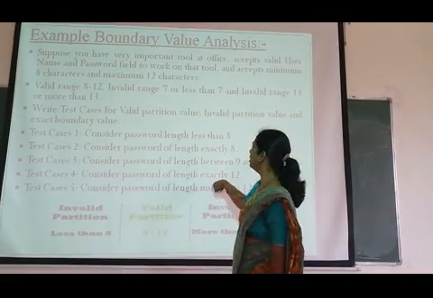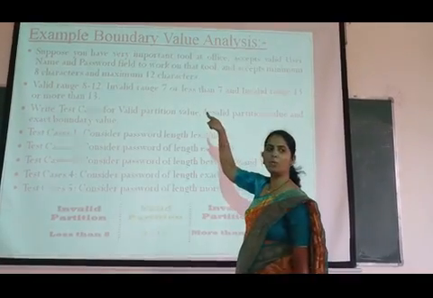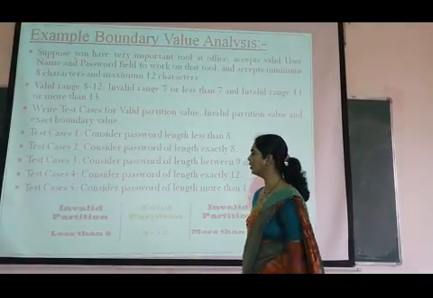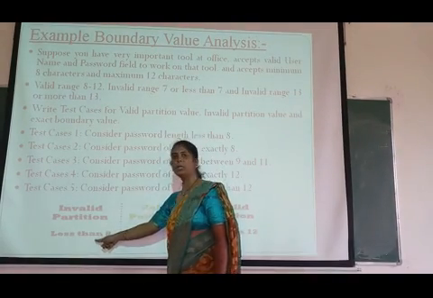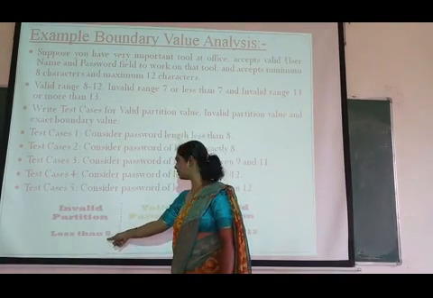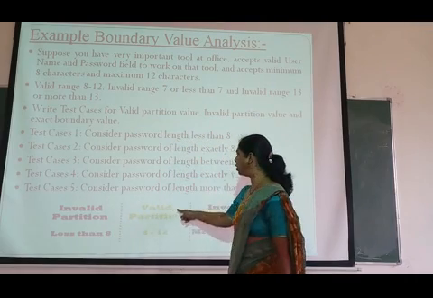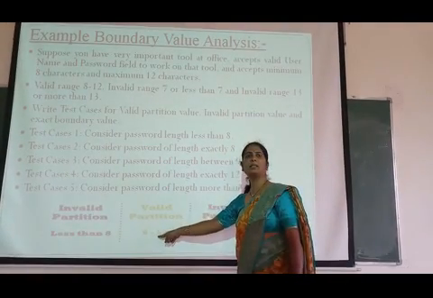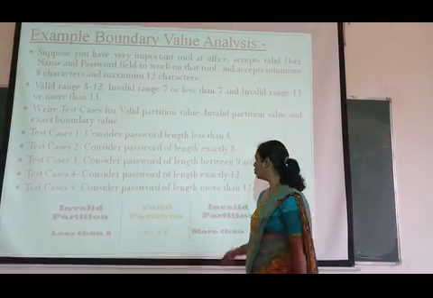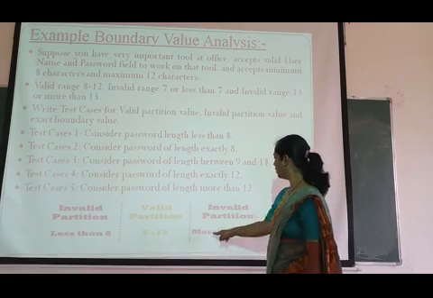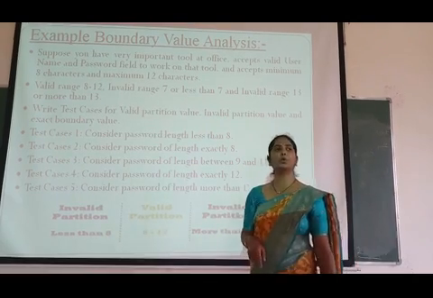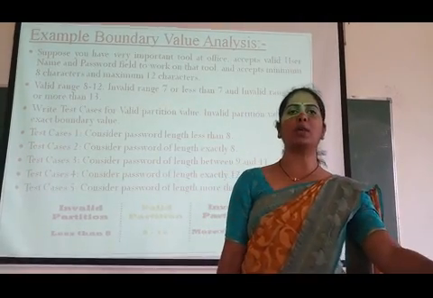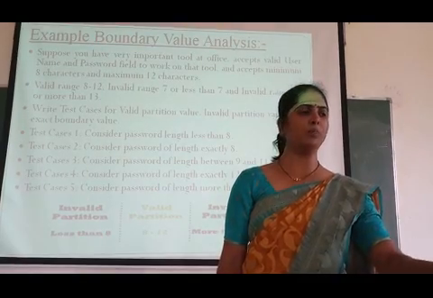So this is the example which is based on boundary value analysis. Here in the diagrammatic way we have shown the first invalid partition, if the password character length is less than 8. Next, what is the valid partition over here? The valid partition is the character length between 8 and 12. What is the next invalid partition? If the character length is more than 12. So this is the basic example we consider for understanding boundary value analysis.